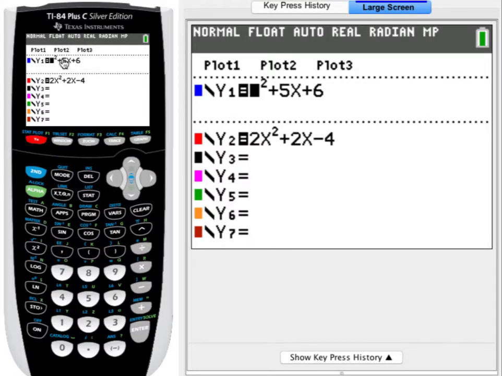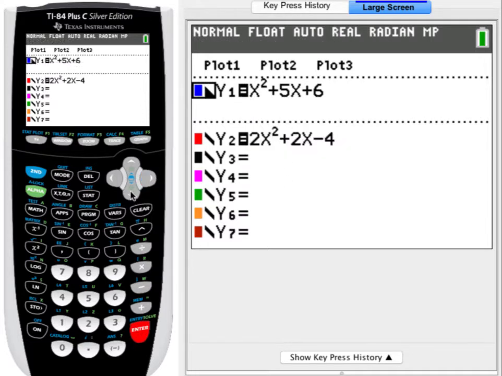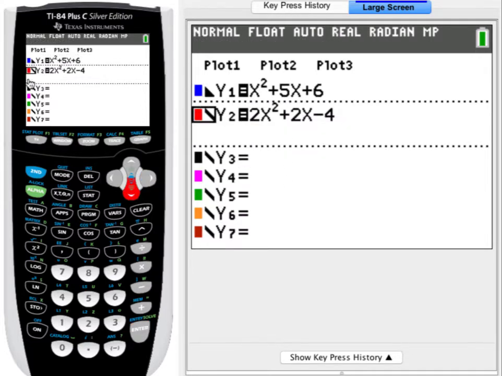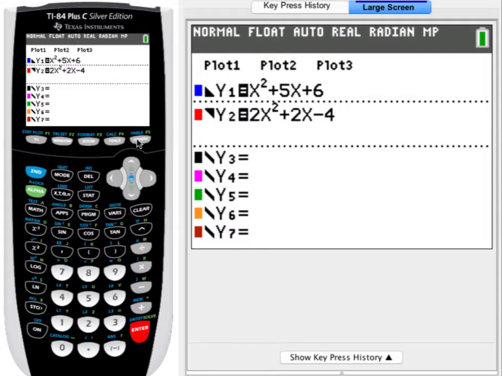So we still have the two functions in here in our y1, y2. So all I'm going to do is cursor over here. So I'm highlighting that sign, the color and the symbol, and I'm going to cursor left until I get to the less than symbol. And then I'm going to push enter twice. Cursor down to y2, and I'm going to push enter, enter, and cursor down to the greater than symbol, and then push enter, enter.